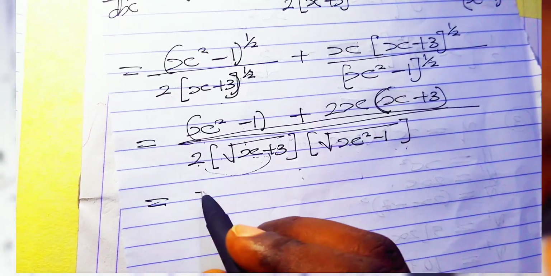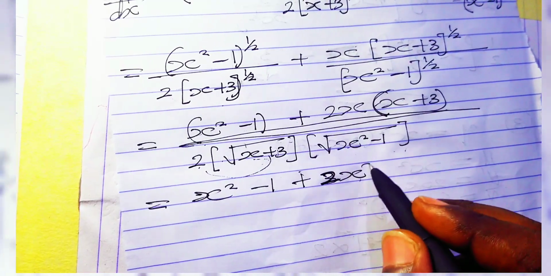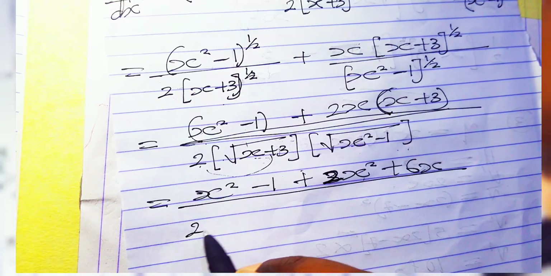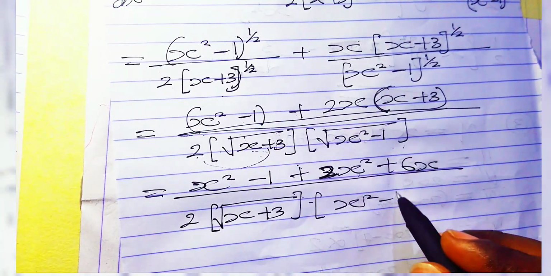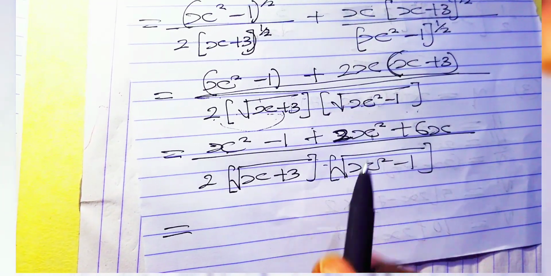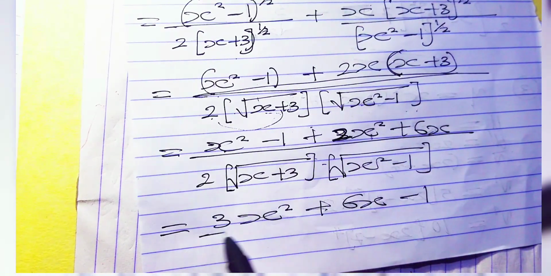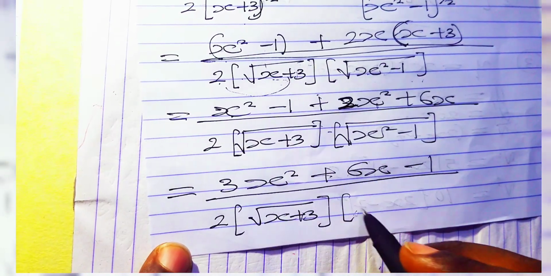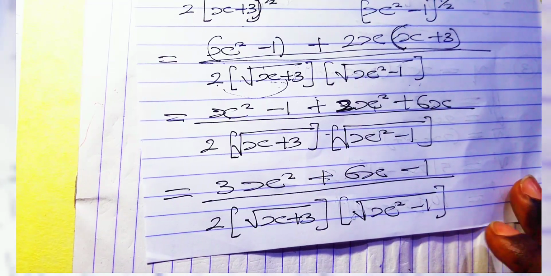That means we have x squared minus 1. If you use this to open the bracket, you have plus 2x squared and then plus 6x, and then everything over 2 in the bracket (x plus 3) square root, and then against (x squared minus 1) square root of that. And then we can express our final answer as x squared plus 2x squared, that's going to be 3x squared, and then plus 6x, and then minus 1, everything over 2 in the bracket root of x plus 3, in the bracket root of x squared minus 1. So that is the answer to this kind of question.